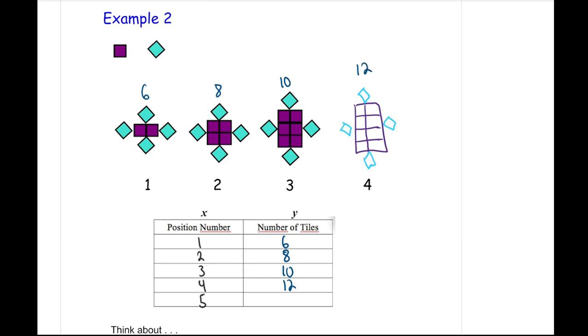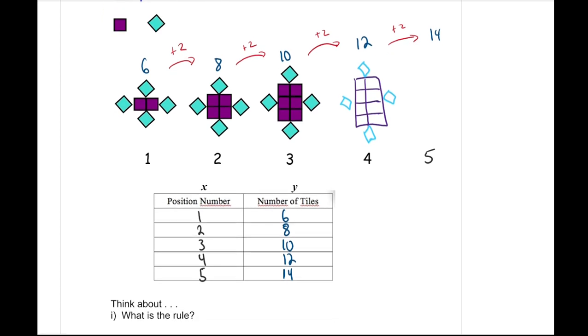So you could make the prediction of what position number 5 is going to have, right? Because you can see what we're changing by every single time. We're going up by 2, up by 2, up by 2. So you could assume that if we go up by 2 again, we would get to 14. If you're not quite sure, you could also draw it out and check as well, but it is 14.